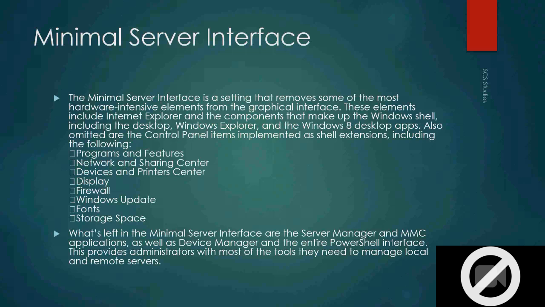Also omitted are the control panel items. Some control panel items have been removed in this minimal server interface option, with a few exceptions. These are the features that can be removed from the minimal server interface: Programs and Features, Network and Sharing Center, Devices and Printers, Display, Firewall, Windows Update, Fonts, and Storage Spaces.